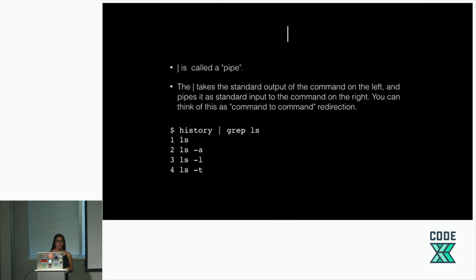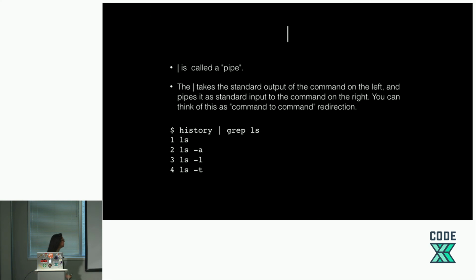So we also have the pipe operator. What pipe does is it takes the standard output of the previous command on the left and pipes it as standard input to the command on the right. So you're like, oh, I want the result of this thing to go into this thing, to go into this thing, to go into this thing. That's what pipe does. It strings all of those things together.